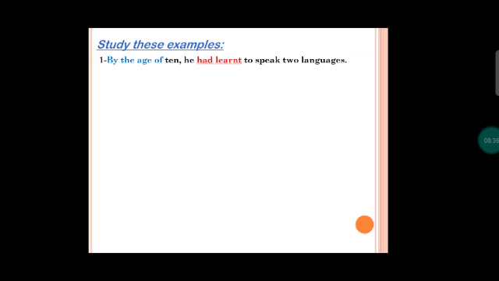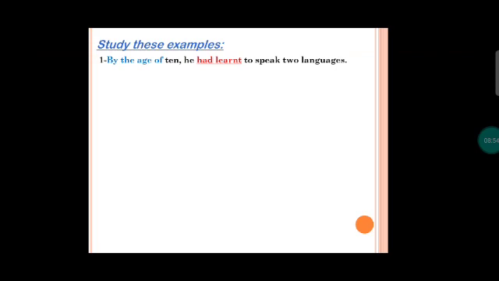So when we have two actions, both of them happened in the past, but one of them happened before another, we put the first action, the action that happened first, in the past perfect, and the second one in the past simple tense.